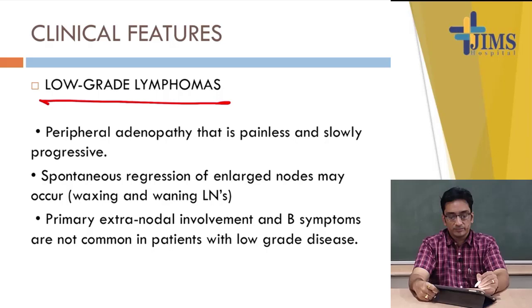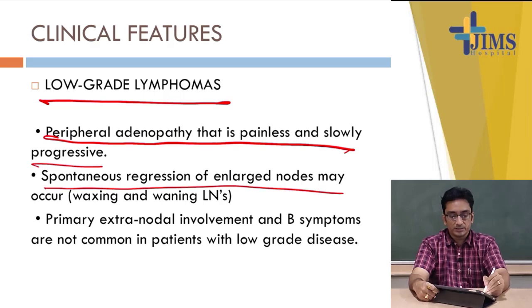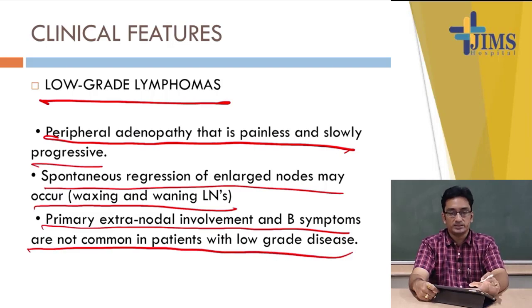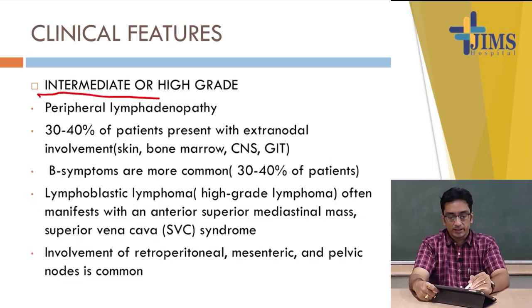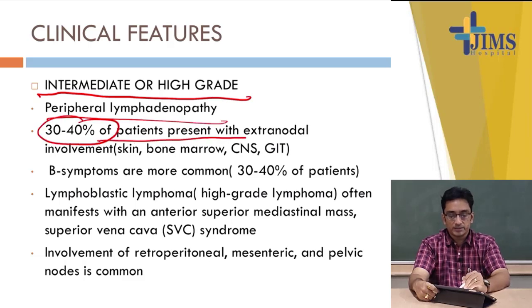Clinical features: low grade lymphomas present with peripheral adenopathy that is painless and slowly progressive. Spontaneous regression of enlarged lymph nodes may occur. Primary extranodal involvement and B symptoms are not common in patients with low grade disease. In intermediate or high grade, there is peripheral lymphadenopathy. 30 to 40% of patients present with extranodal involvement like skin, bone marrow, CNS, and gastrointestinal tract. B symptoms are more common.